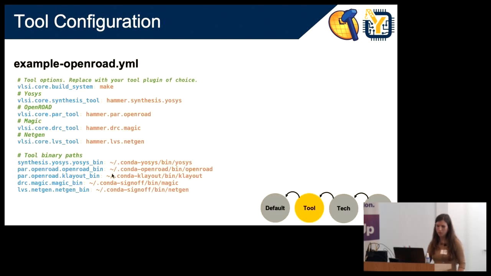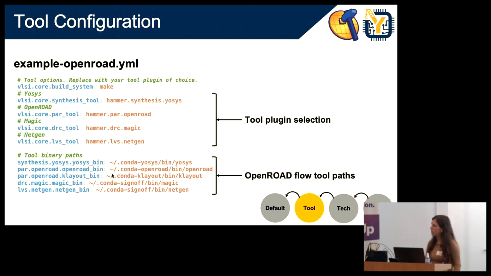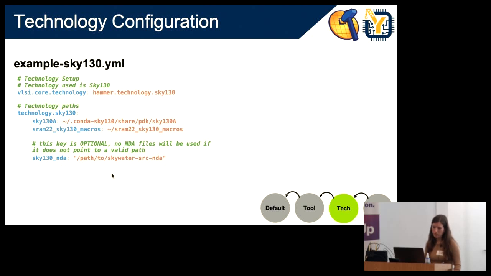So for the tool configuration, the example OpenROAD YAML file, basically you select your tool plugins, and this is already in the file, but then you would also add the paths to the binaries that you installed, again, following the tutorial. For your technology configuration, you just select your tech plugin and then specify the paths to both your PDK and also your SRAMs.